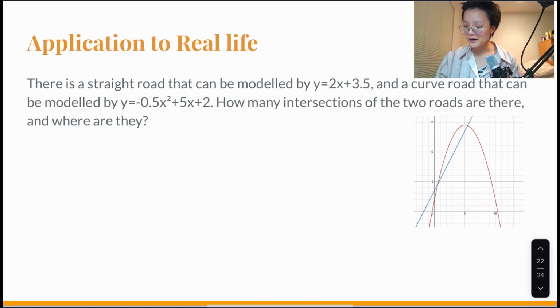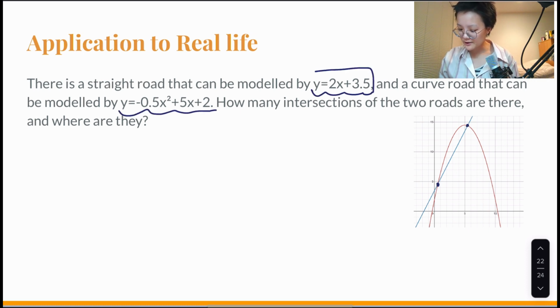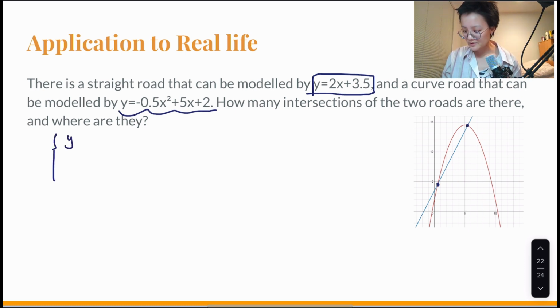Okay. This is the last question here. This is a simultaneous equation. We again want to find the intersection between these two roads. One curved road represented by this quadratic equation and a straight road represented by this linear equation. So we want to say how many intersections there are and where they are. So I have built this simultaneous equation. Luckily, we don't need to do any manipulation on it because they are already in their standard form.